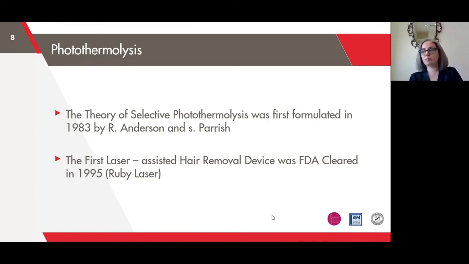The first time that the theory of selective photothermolysis was discussed was in 1983 by Rox Anderson and Parrish. The first laser was made in 1960 by Theodore Maiman, which was a ruby laser. And maybe it's interesting for you that the first laser was made in 1960, but it took 35 years for the FDA to clear this laser as a permanent hair reduction. And for some of you who didn't know this, IPLs came 30 years later than lasers in the market. The first laser was 1960. The first IPLs came in the 90s.